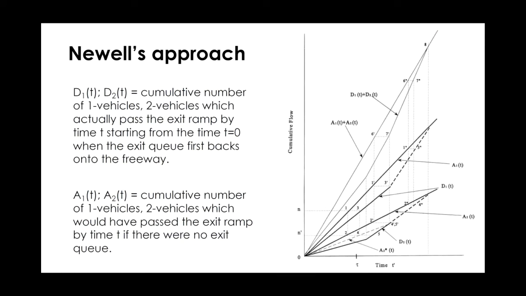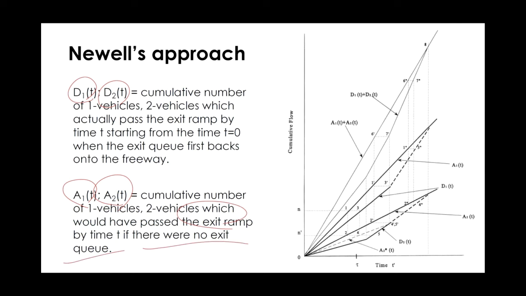So the way Newell approaches this problem is, it says, how about for each of the vehicle types we draw the arrival and departure curves. Here we introduce D1 and D2 being the cumulative departure plots of vehicle type 1 and vehicle type 2 that pass the exit ramp. And A1 and A2 are defined as the arrival curves of vehicle type 1 and vehicle type 2 that could have passed the exit ramp if there were no exit queue. So it's basically the arrivals, right?